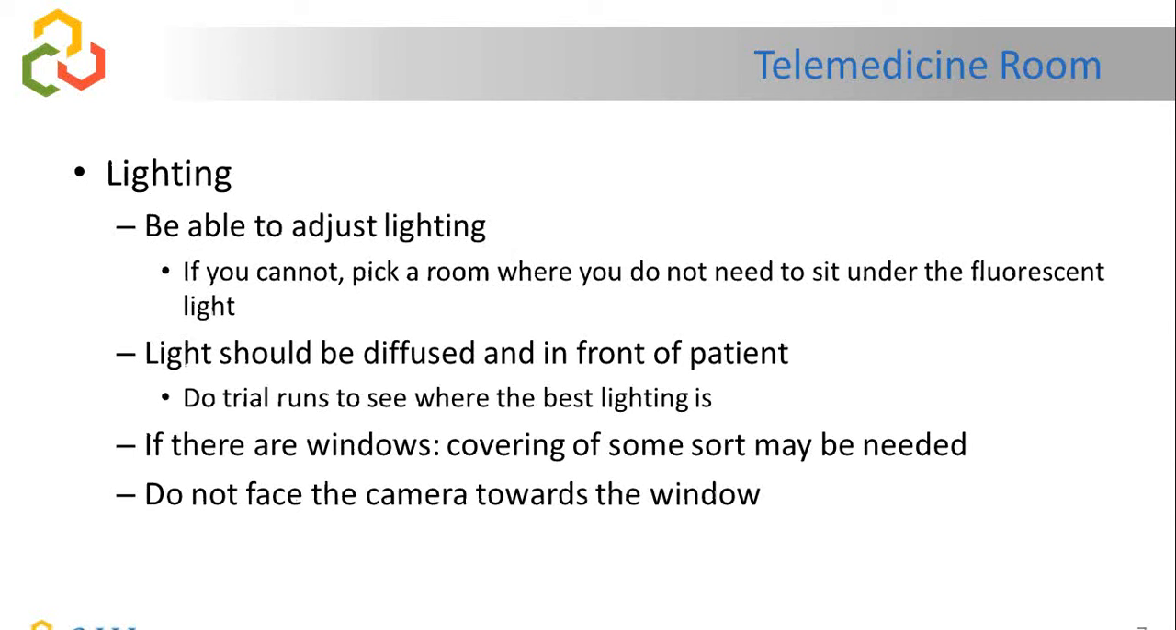The other big thing that's really important is lighting. As I've said before, you really want to make sure that this looks like a typical face-to-face conversation. And when you're doing video conferencing, lighting is key to making sure that comes across. You want to be able to adjust the lighting. If you can't, pick a room where you don't need to sit directly underneath the fluorescent lighting. The light should be diffused and in front of the patient, obviously not directly in front. You don't want them squinting. And you don't want them directly behind it either. If there are windows, make sure the glare coming in from the windows is not going to affect it. And common sense, don't face the camera towards the window. There will be problems with that.